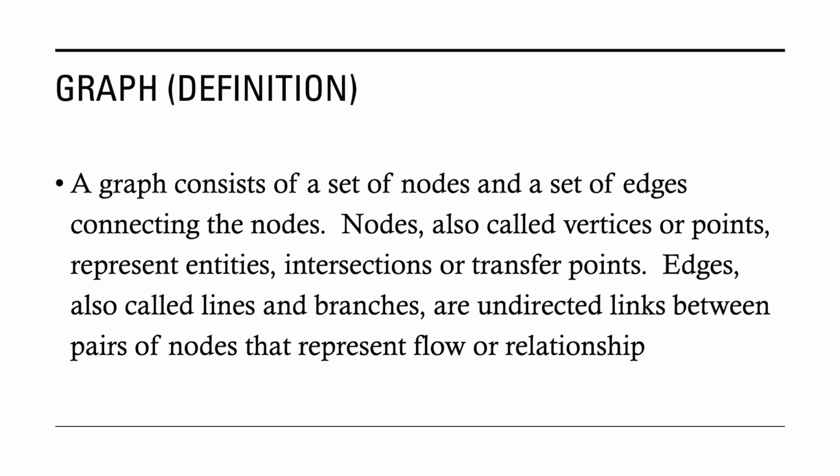So first, let me define what a graph is. A graph consists of a set of nodes and a set of edges connecting the nodes. Nodes are also called vertices or points, and they represent entities, intersections, or transfer points. Edges are called lines, and branches are undirected links between pairs of nodes that represent flow or relationship.